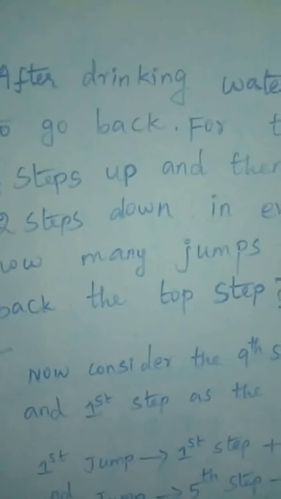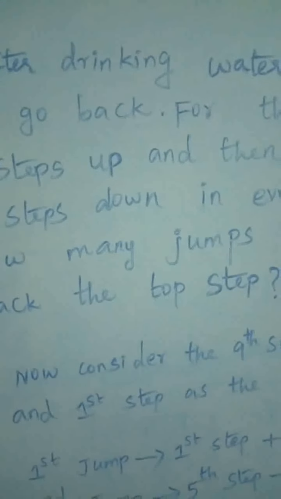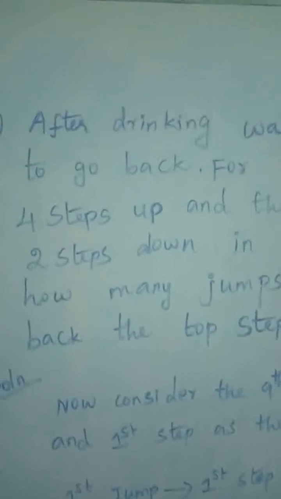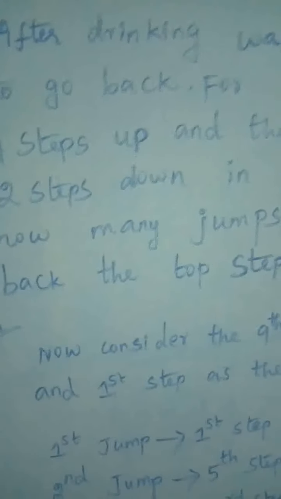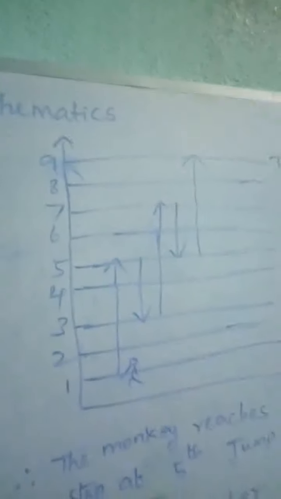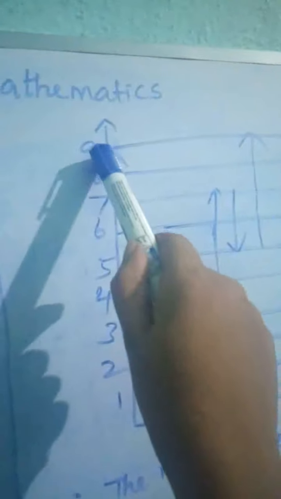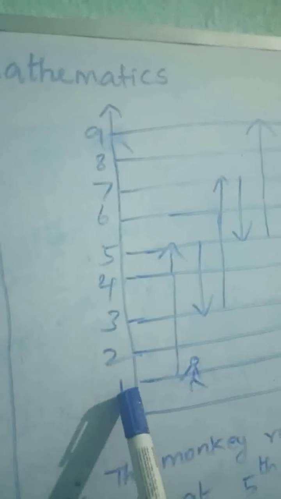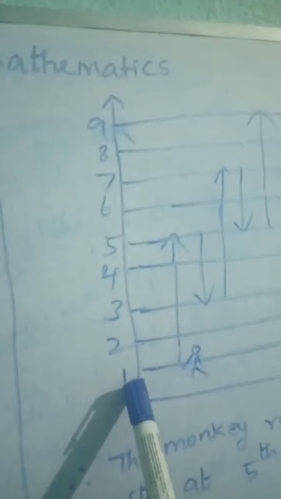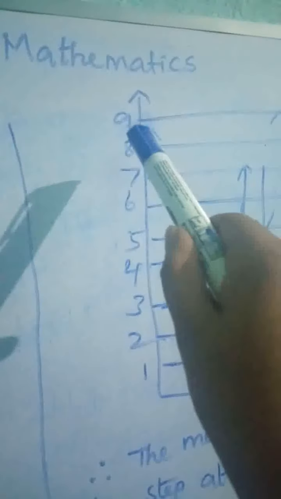Okay children, in the previous one, what he did, he jumped 3 steps down and 2 steps up. Here he is going 4 steps up and 2 steps down, but he wants to reach the top step. For this, in the solution, I am going to consider the 9th step as first step and first step as the 9th step. You can see children, the previous one, from here we put 1 2 3, no? Here it was 9th step, no? So I am taking 9th step as 1 and first step as 9.